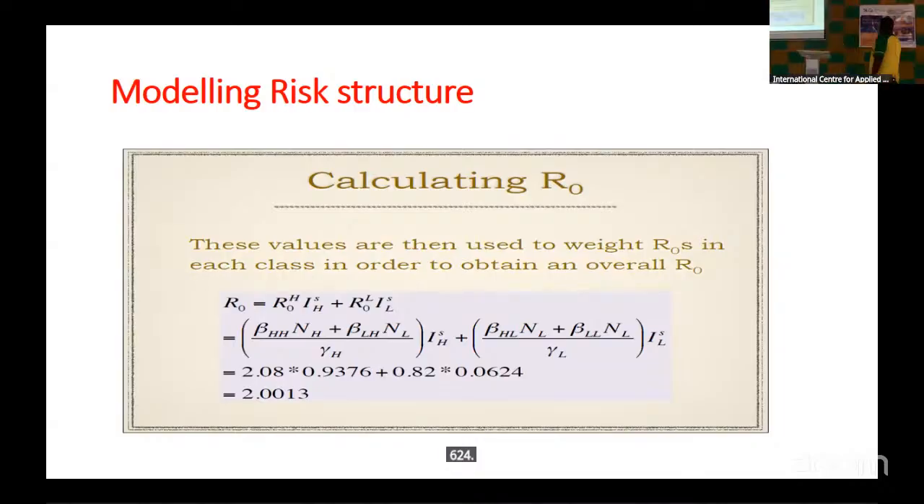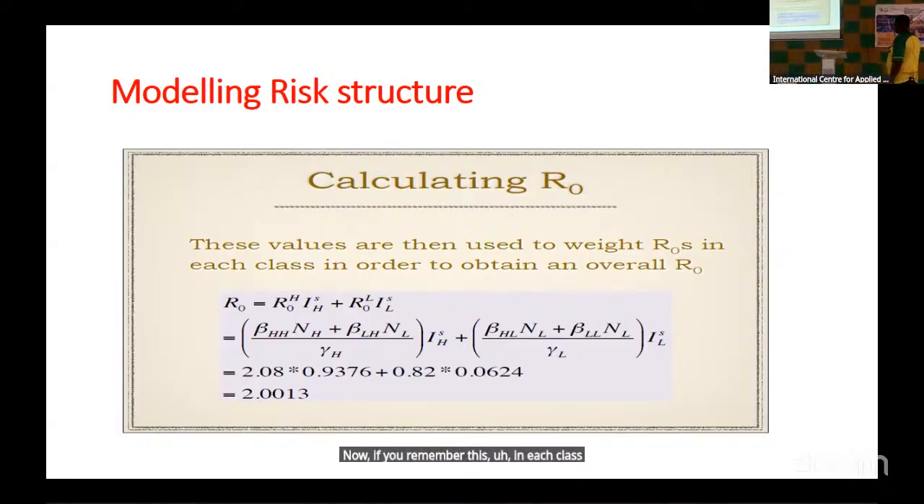Now these values are then used to weigh the R naught in each class, if you remember this, in order to obtain an overall R naught. Now you have R naught equals R naught H multiplied by IH, plus R naught L multiplied by IL.